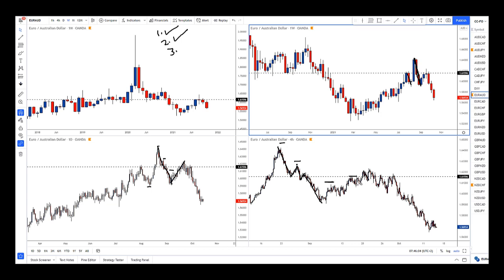Price is double topping, and then we make a lower low, lower close. Price goes back. Where do we go back to? Into that level, and drops. So this means you have another pattern in here. If the set and forget is not your cup of tea, so to say, you have a swing break.